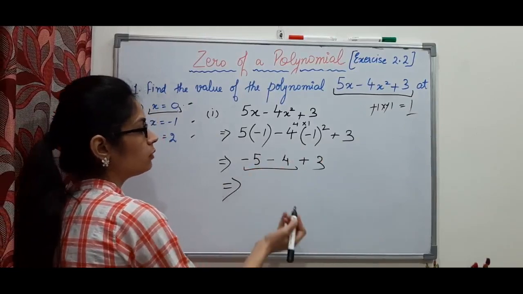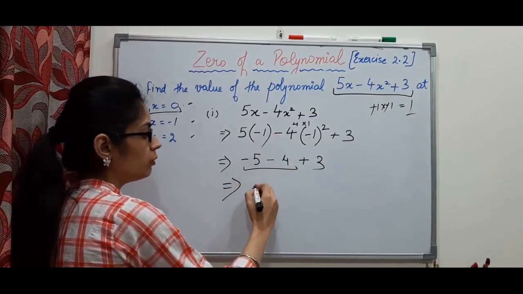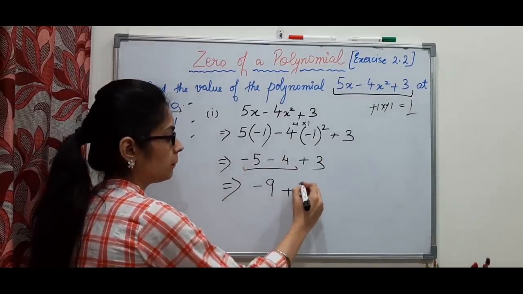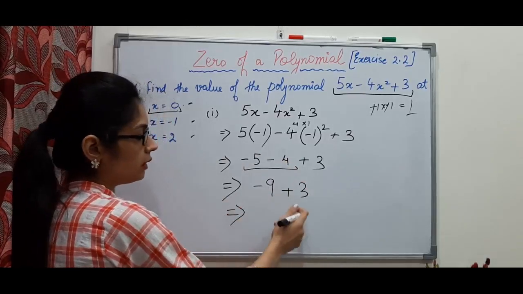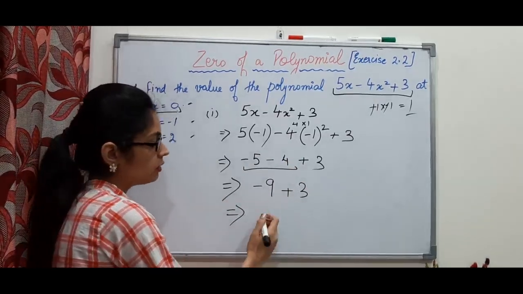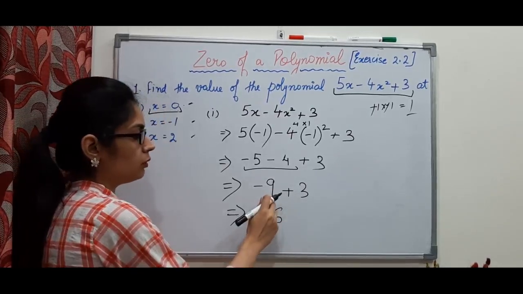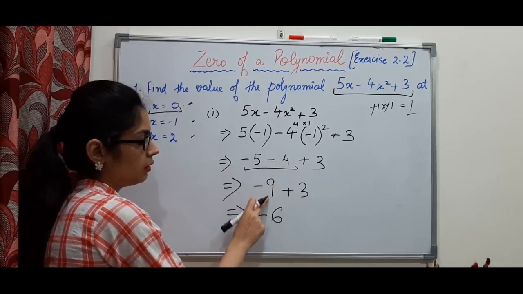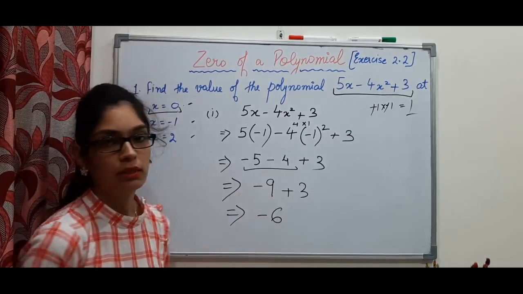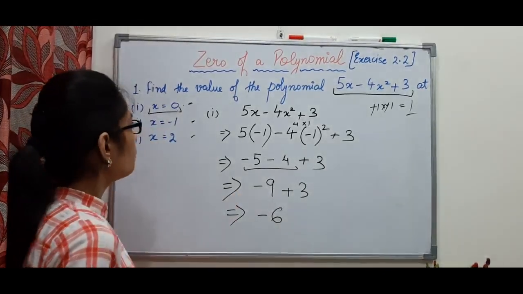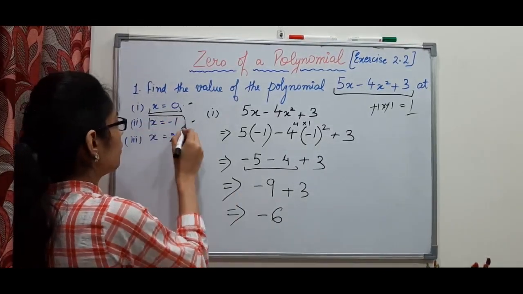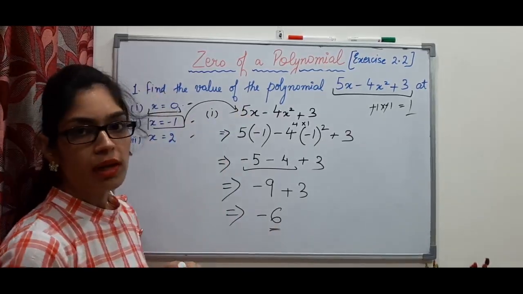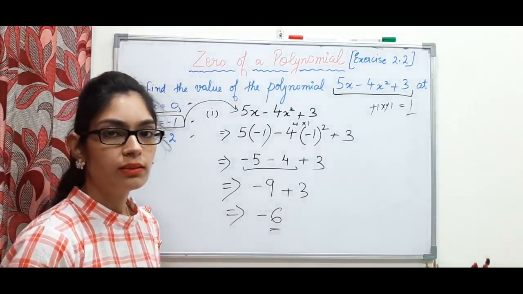Minus 5 minus 4 plus 3. So minus 5 minus 4 will be minus 9, 5 plus 4 is 9 with a sign of minus, plus 3. So minus 9 plus 3, minus plus is minus, with the sign which is with the bigger number. So 9 minus 3 is 6, and the sign which is with the bigger number is minus, so that's why the answer will also have minus. So when you put x is equals to minus 1, the value of this expression is minus 6. Now x is equals to 2, you have to try yourself and post your answers in the comment section.